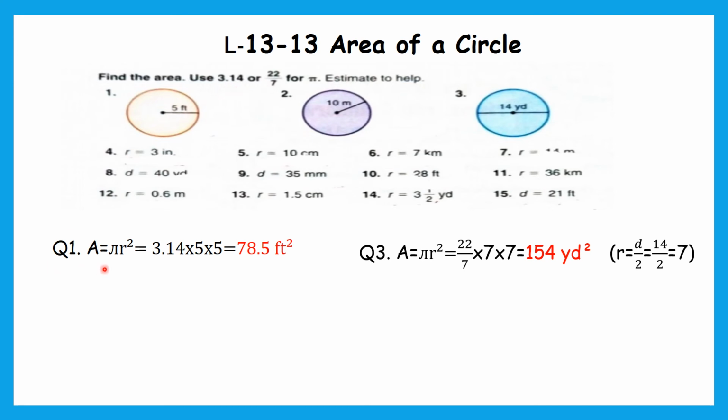In question number 1, you can see pi r square. What is r here? 5. r square means 5 into 5. What is the answer?